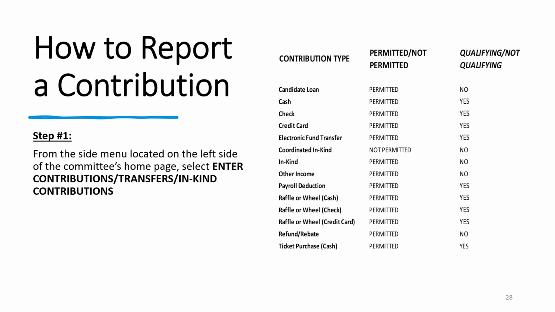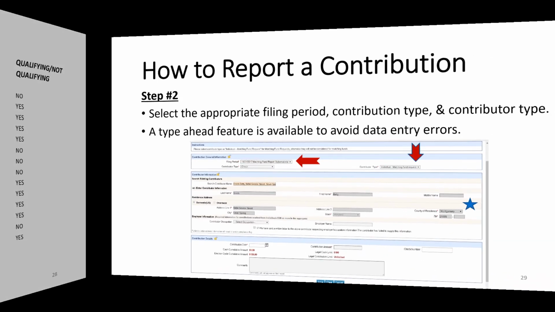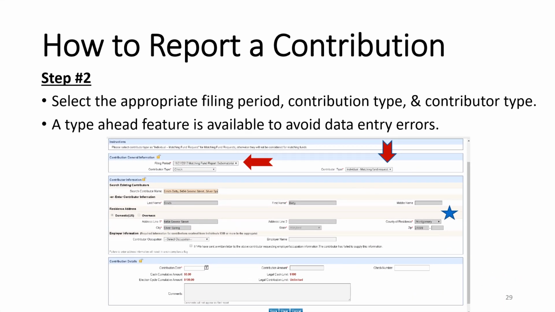To report a contribution, on the left-hand side menu, you will find choices for what you need to do. Select Enter Contributions, Transfers in Kind Contributions. Next, select the correct filing period, contribution type, and the type of contributor. There is a type ahead feature for information that has already been previously entered to avoid data entry mistakes. Please use the type ahead feature. This is important when you enter in contributions. This makes sure that the aggregate to date is correct.